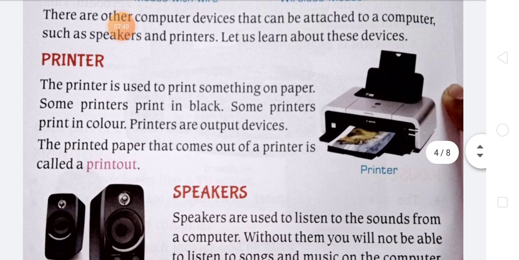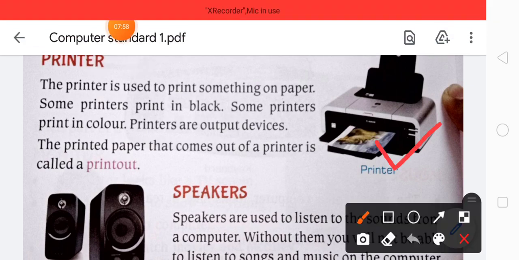The first one is the printer. The printer is used to print something on paper. Some printers print in black and some print in colors. Those that print in colors are known as color printers, and the others are known as black and white printers. Printers are output devices, and the printed paper that comes out of a printer is called a printout. So this one is the printout.